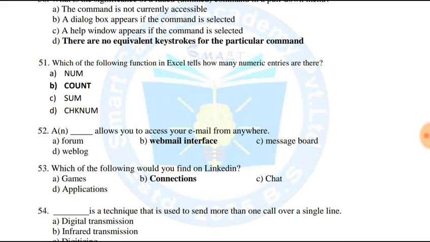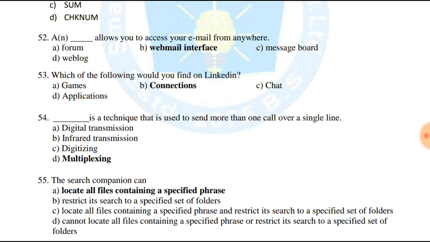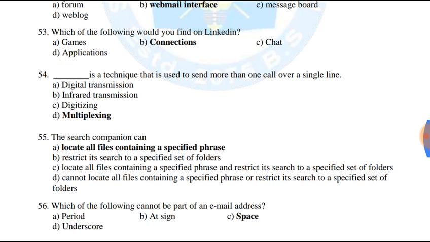Which of the following function in Excel tells how many numeric entries are there? Count. A dash allows you to access your email from anywhere. It is the webmail interface. Which of the following would you find on LinkedIn? It is the connections. Dash is a technique that is used to send more than one call over a single line. It is multiplexing. The search companion can locate all files containing a specified phrase.